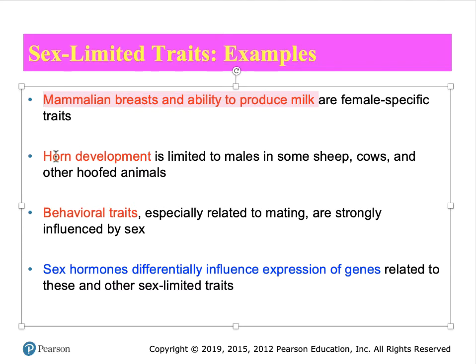The second example is horn development. That's limited to males in some sheep, cows, and other hoofed animals, even though the genes are present in both sexes. And beyond that, there are some behavioral traits, especially when it comes to mating behavior, that are strongly influenced by the hormones of the creature and their sex. So sex hormones differentially influence the expression of genes because they interact with the biochemistry within those cells and allow those genes and their products to be expressed. We should now understand what chemical castration means. You remove the hormones and then the behavioral desires can be removed accordingly.